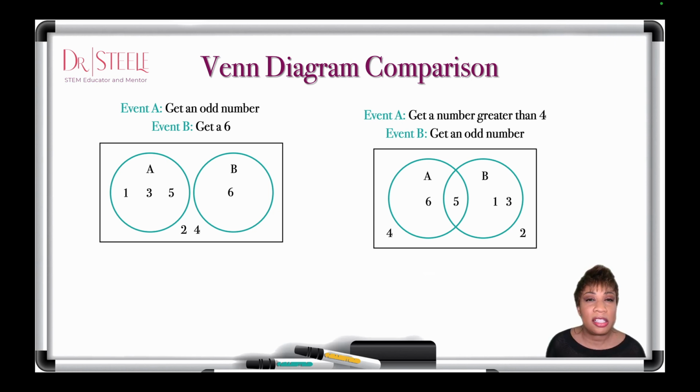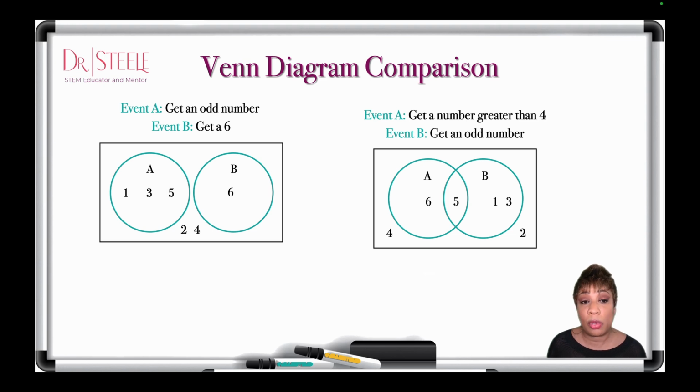All right, now let's look at a comparison side by side of our two different formulas. Now, let's say we have numbers 1 through 6. So the first one, our event A is going to be getting an odd number. And so that's why in the circle you have 1, 3, and 5. And then event B is to get a 6. So that's why in that B circle you have a 6. And again, we have numbers 1 through 6, and so 2 and 4 are not included in any of those events.